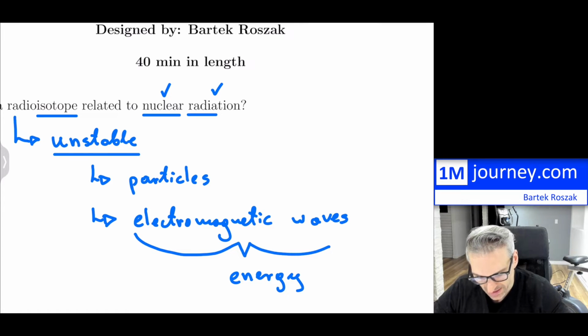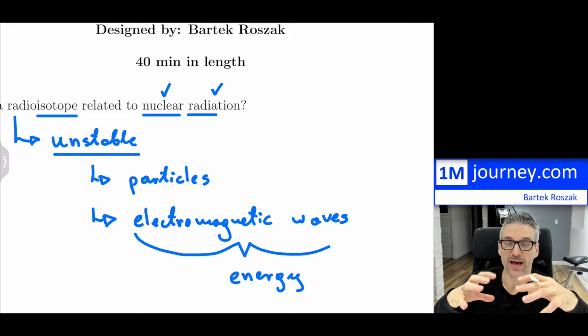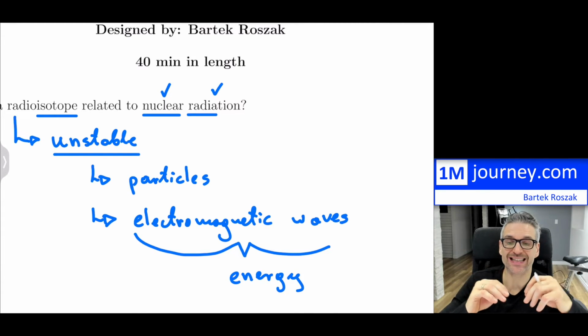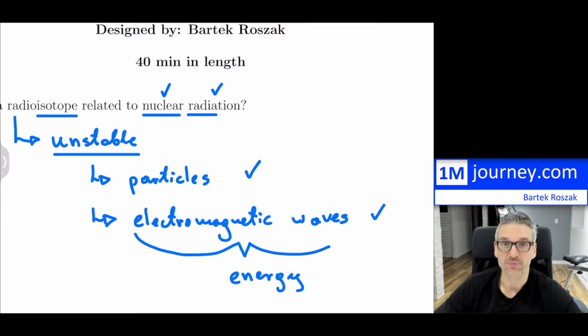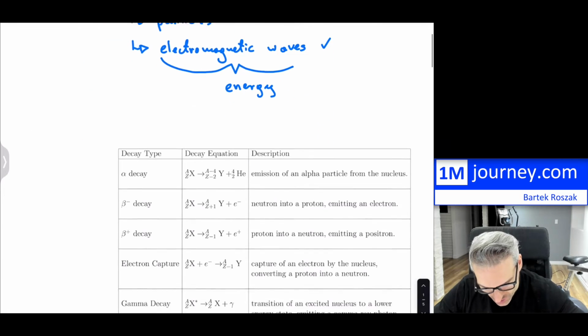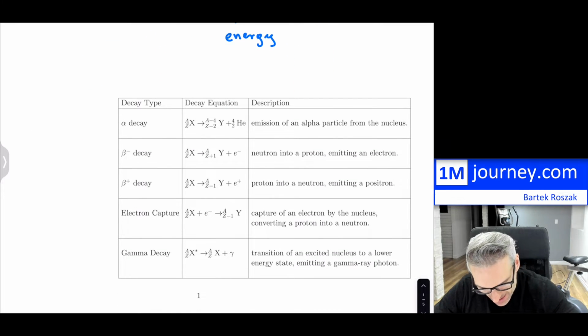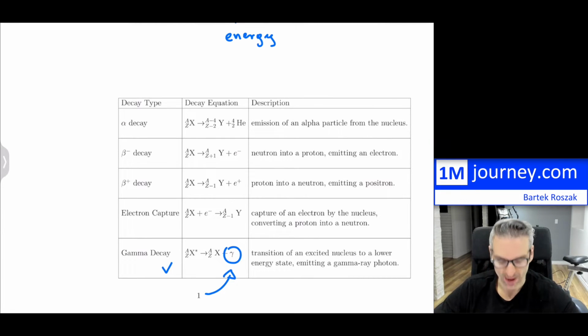Now, it is nuclear because it happens within the nucleus of that atom. And the radiation is the giving off, possibly either of particles or electromagnetic waves, or simply you can think about it in terms of energy. One example of these electromagnetic waves is the gamma ray that is released. That is gamma decay, which can happen right there.